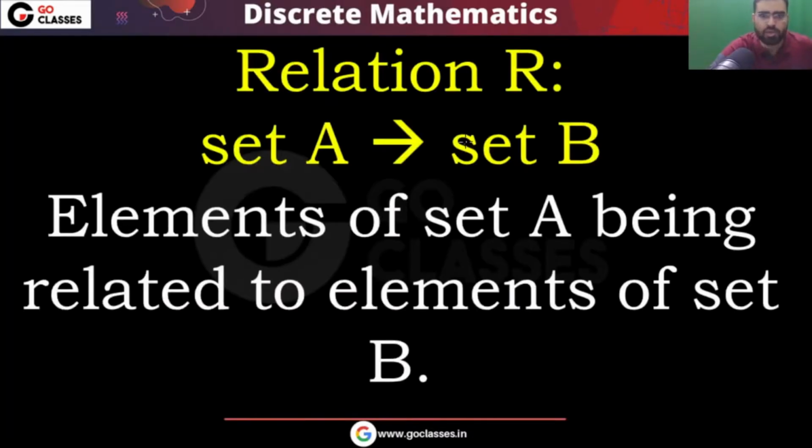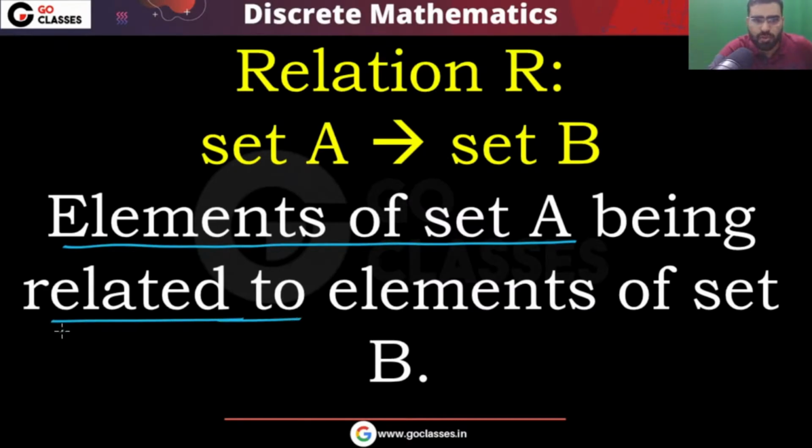Now let's see the concept of relation. What is a relation from set A to set B? A relation from set A to set B means that elements of set A are related to elements of set B. This is the simple concept.